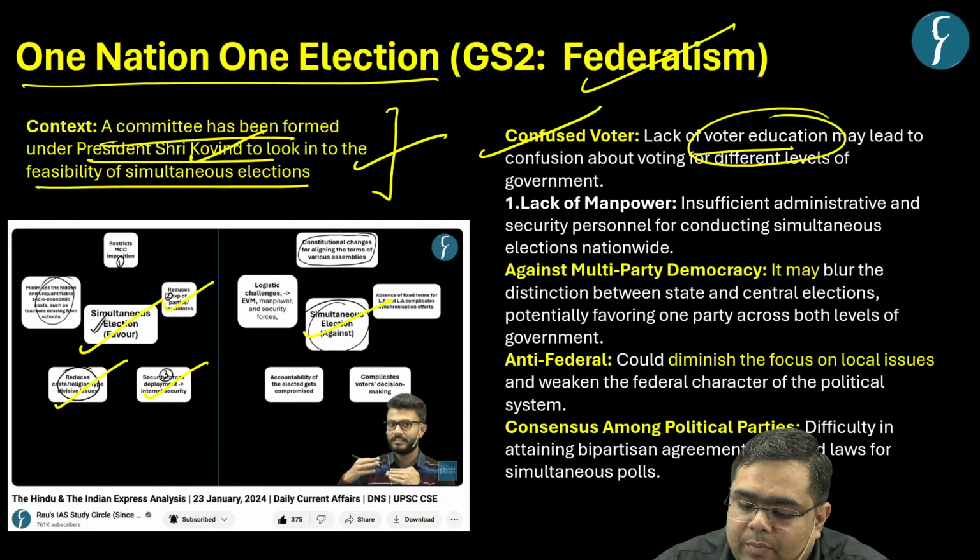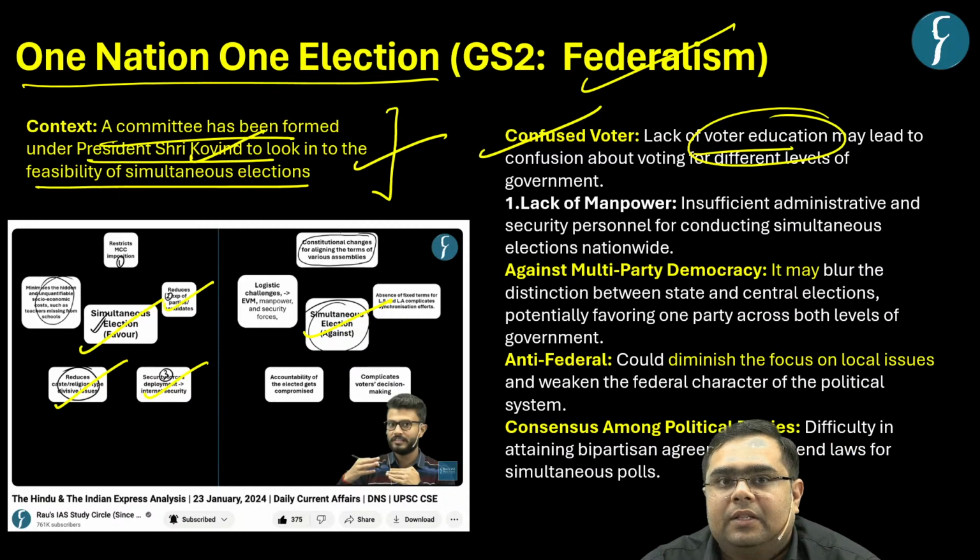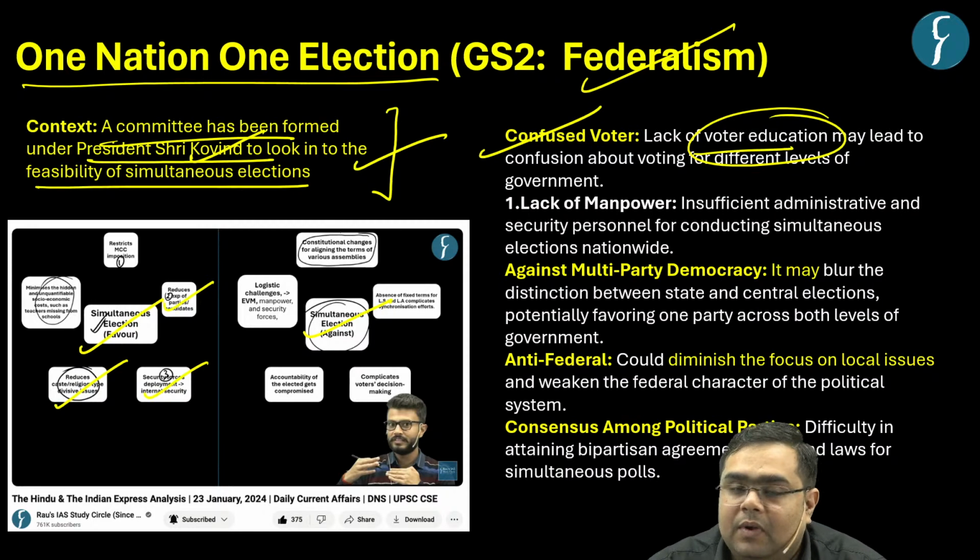So the issue could be that a phenomenon is emerging in India, that we are not voting in the name of, let us say, a political party. We are voting in the name of, let us say, persons. So in this kind of socio-economic environment where a voter is not very well educated, this could lead to further confusion about what kind of polling I'm going for, is it assembly elections or is it Lok Sabha elections?